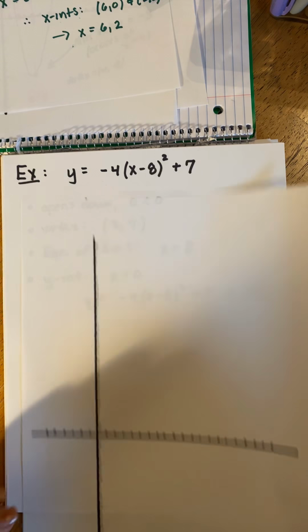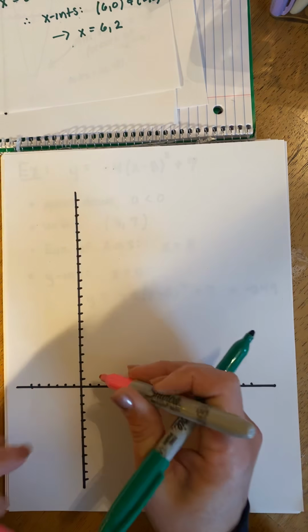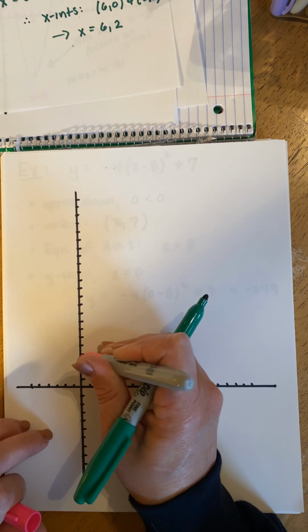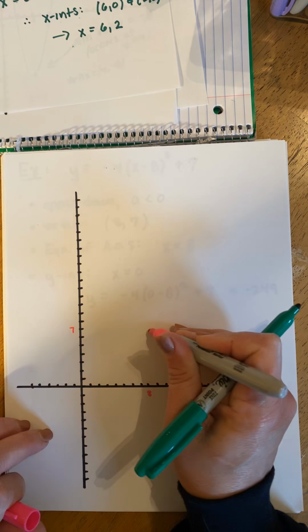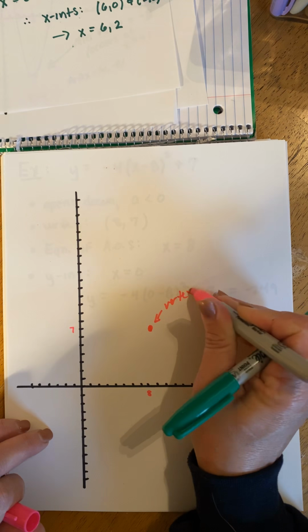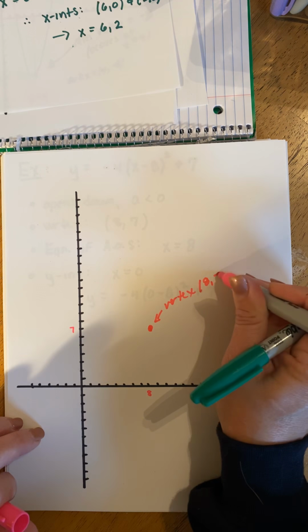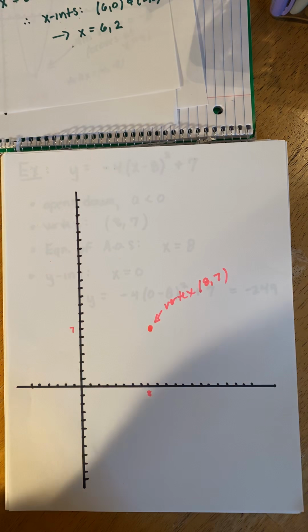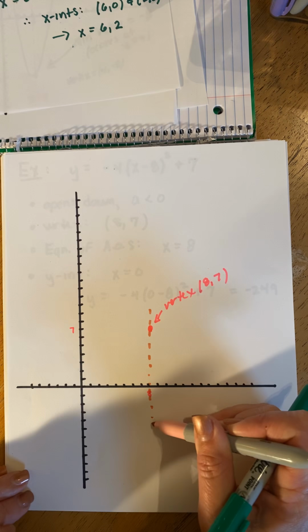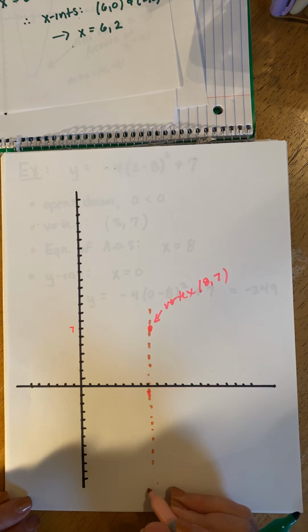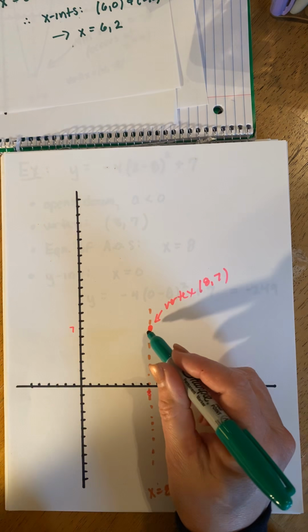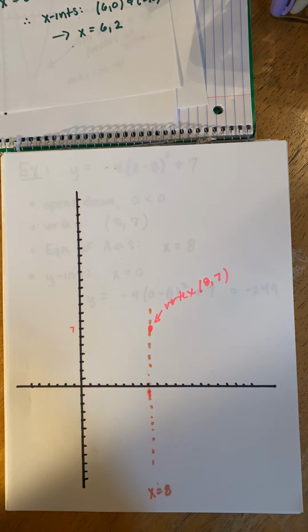All right, so vertex is at (8, 7), and it opens down. So yep, 1, 2, 3, 4, 5, 6, 7, 8. 1, 2, 3, 4, 5, 6, 7. (8, 7) is my vertex. And this is an example, like let's suppose you had this in ALEKS, you're like, how would I ever plot the y-intercept? Well, that would just be a point that you would choose not to plot, and we would choose other values to plot. So it opens down, so I know it's going to cross the x-axis.